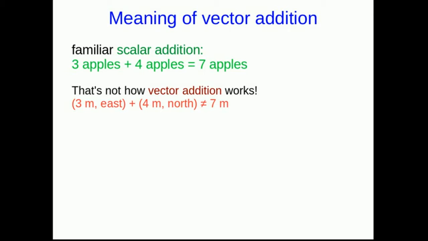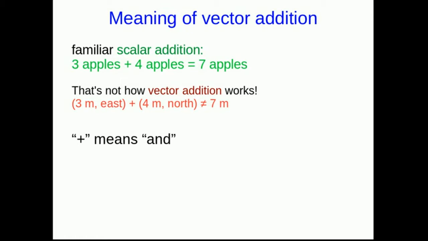So, in grade 1 or even earlier, you learned to do scalar addition. 3 apples plus 4 apples is 7 apples, last time I checked. But vector addition doesn't work that way. 3 meters east plus 4 meters north isn't 7 meters in any direction. So let's see how this works. And the thing to realize is that plus just means and.